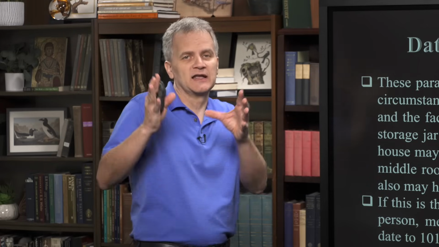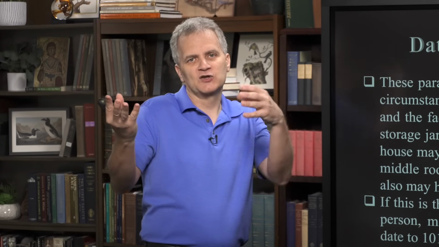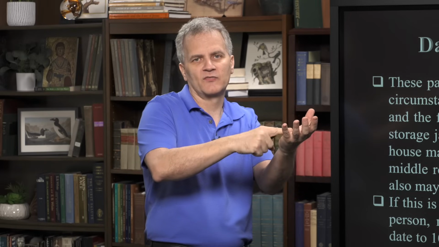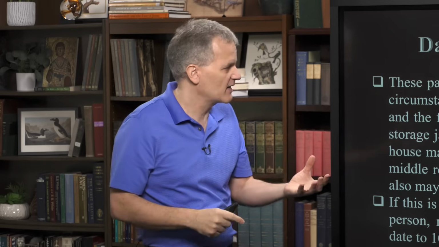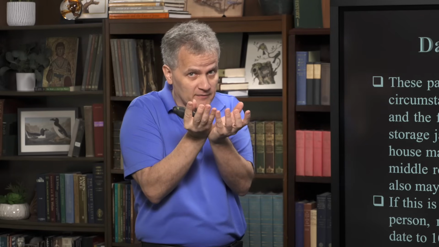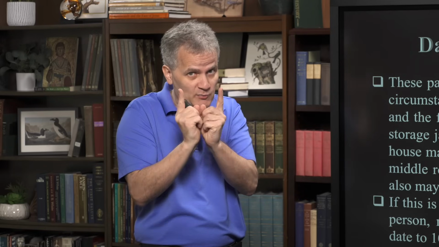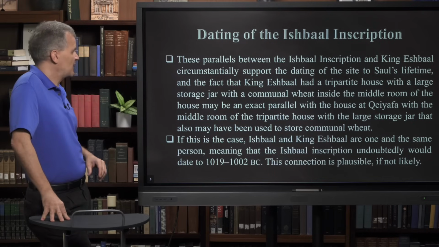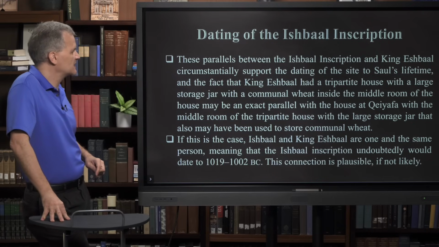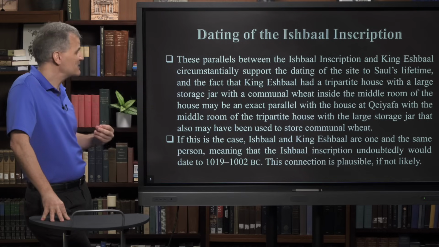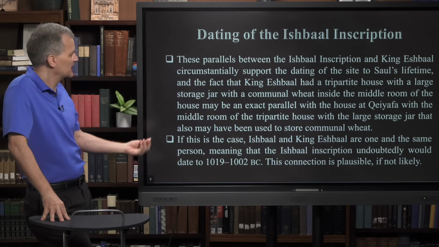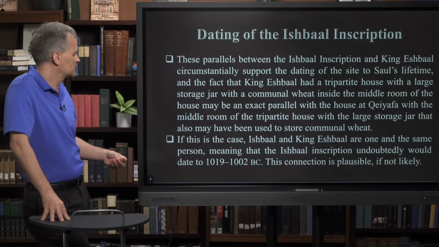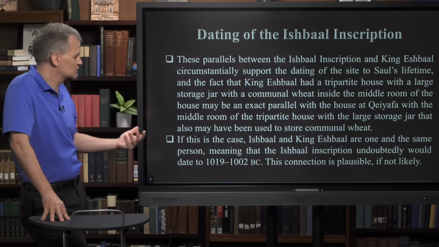Even if you don't believe that it's the same Ishbaal, in the biblical text and written about on this inscription on the jar at Khirbet Qeiyafa, still they're contemporary at the minimum. And that's a very small window of time. And the fact that King Ishbaal had a tripartite house with a large storage jar with communal wheat inside the middle room of the house may be an exact parallel with the house at Khirbet Qeiyafa, with the middle room of the tripartite house with the large storage jar that also may have been used to store communal wheat.